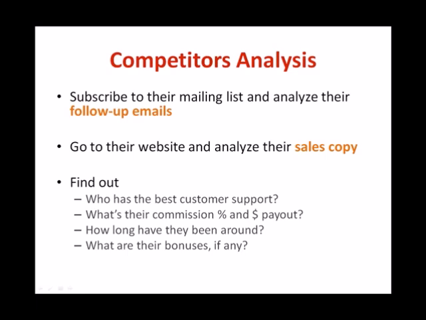To become a better, wiser, and smarter marketer, you need to observe what your competitors are doing. One of the ways to do this is to subscribe to their mailing list. Analyze how they write and take notes of how they communicate with their subscribers. Another way to analyze your competitors is to go through their sales letter. See how exactly your competitors are marketing and how you can actually innovate from it. If possible, point out their weaknesses and make them your strength. With these two approaches, find out who has the best customer support, what is their commission percentage and payout, how long have they been around, and if there are any bonuses offered, what are they?